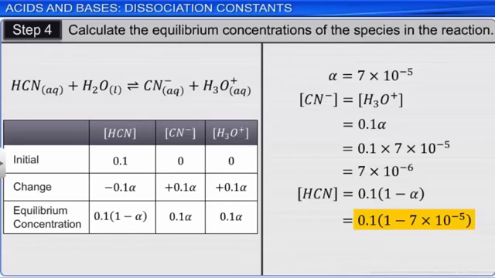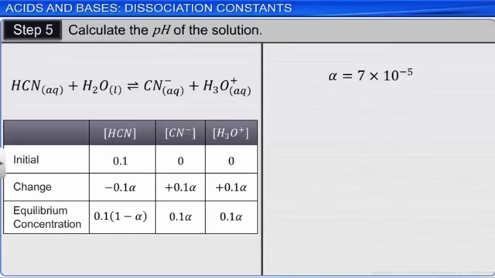Calculate the pH of the solution in the fifth step. The pH of the solution can be calculated using the relation pH is equal to negative log of H plus ion concentration. Substituting the value of H3O plus ion in the equation for pH, you get pH is equal to negative log of 7 multiplied by 10 raised to the power minus 6.